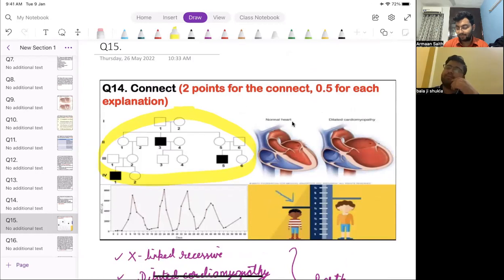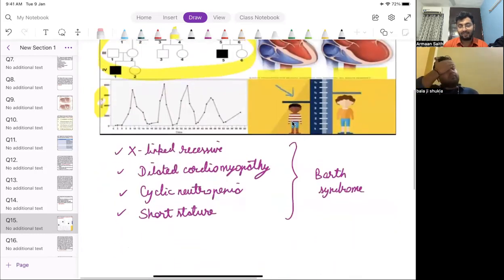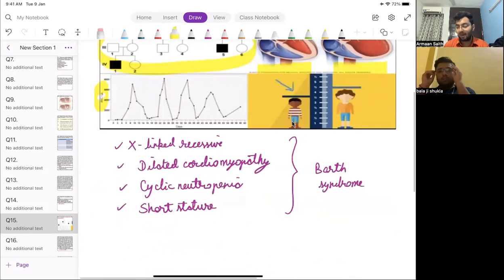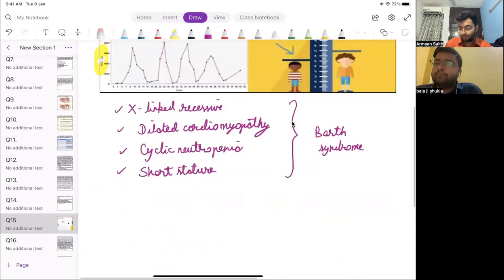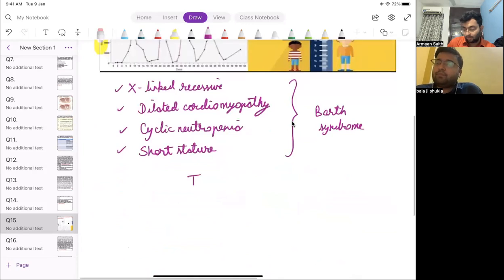In the second image, you can see there is dilation of the cardiac chamber, called dilated cardiomyopathy. The third image mentions ANC, that is the absolute neutrophil count, and you can see the fluctuating course. This is called cyclic neutropenia. And finally, this child is having a short stature. This is an X-linked recessive disease called Barth syndrome, and it is seen due to mutations in a specific protein called the tafazzin protein. So just remember this tafazzin.